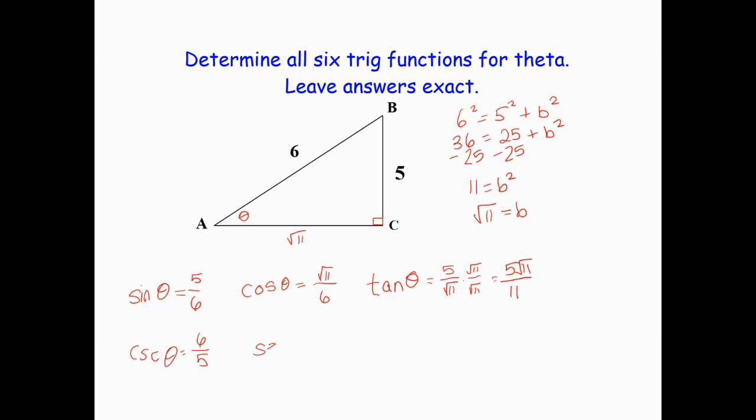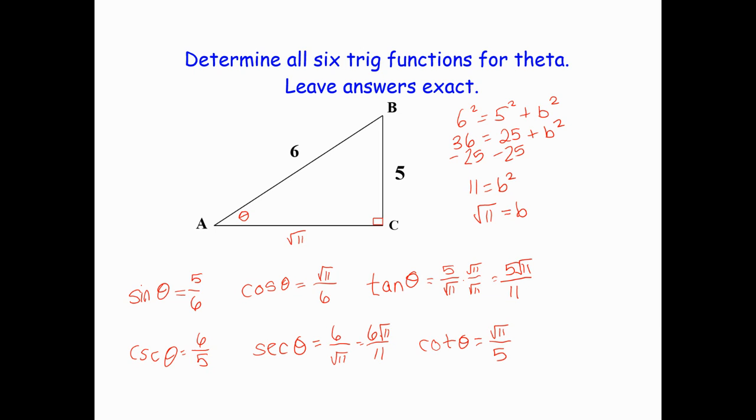If I do the secant of theta, I then will have my hypotenuse 6 over my adjacent side. And again, I'm going to have to simplify this to then give me 6 root 11 over 11. And last but not least, let's find the cotangent. I wrote cosine. Cotangent of theta. And cotangent of theta is now going to be square root of 11 over 5.